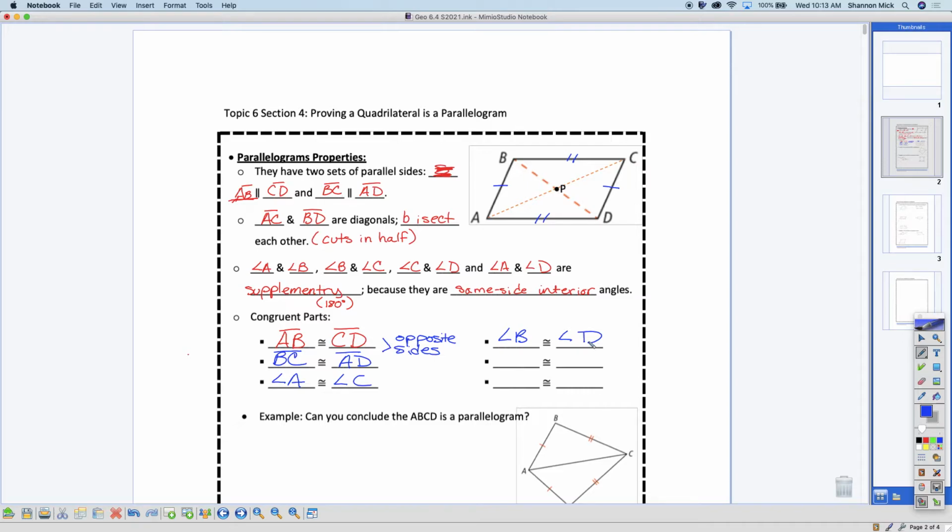They're supplementary, because they're same side interior, right? So A and B, those same side angles are supplementary. Opposite angles are congruent. Yep. You go like AC is equal to AC. Well, what about AP? AP is congruent to PC, because they bisect each other, yes? Then I got one more. BP is congruent to DP.